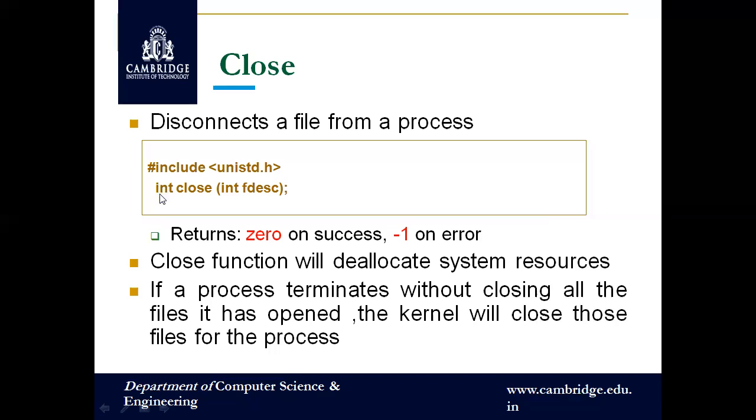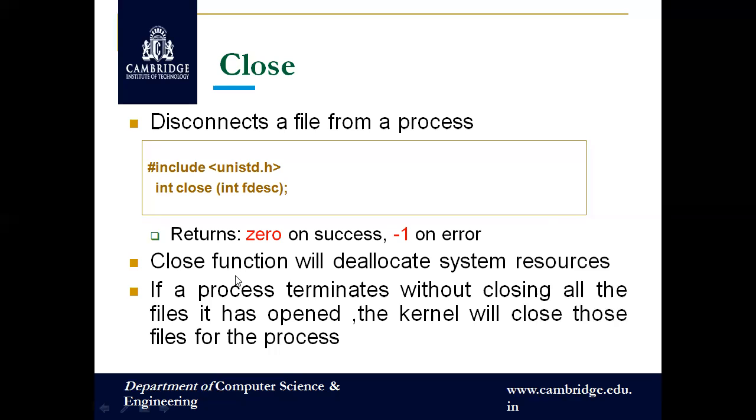And the return type of close is int, because the close function returns an integer value. What integer value does it return? If the close function successfully performs the operation, meaning it successfully closes the file, it returns 0. That is success. So it returns 0 on success. Otherwise, it returns -1.